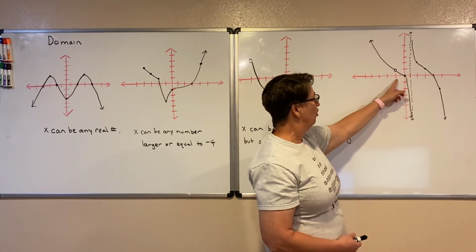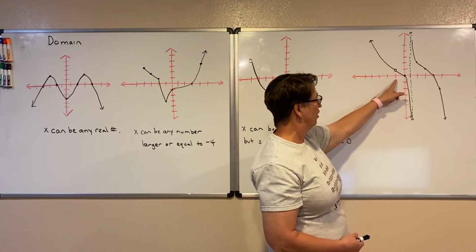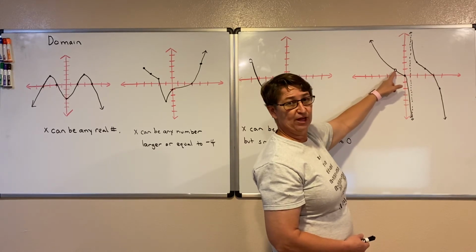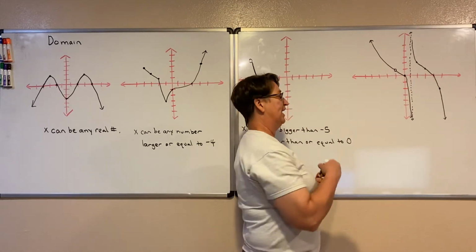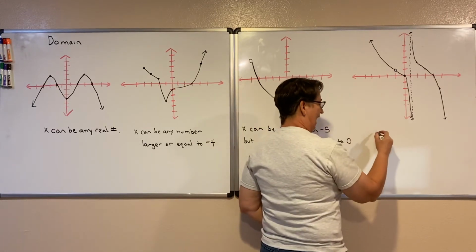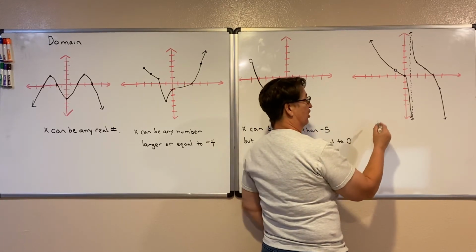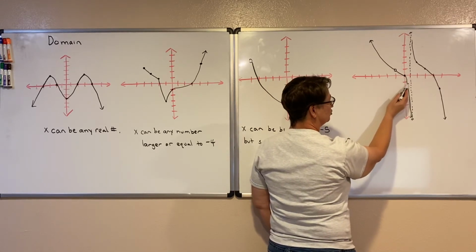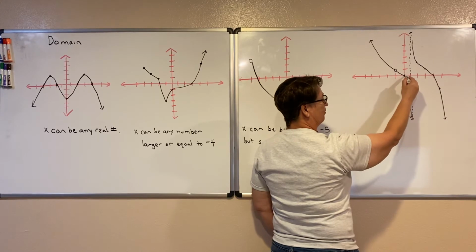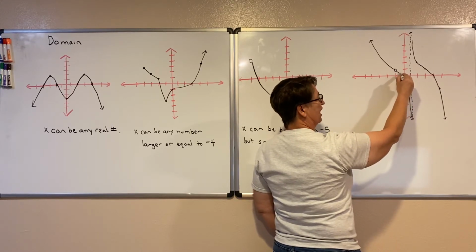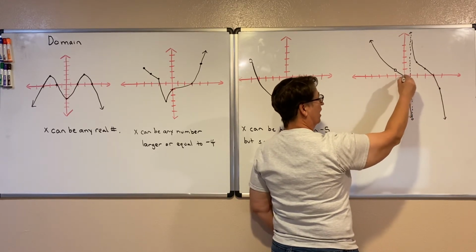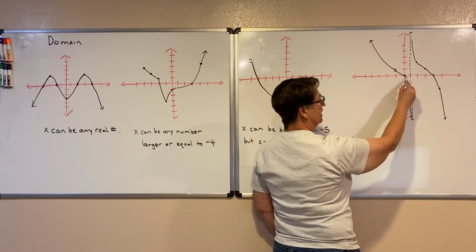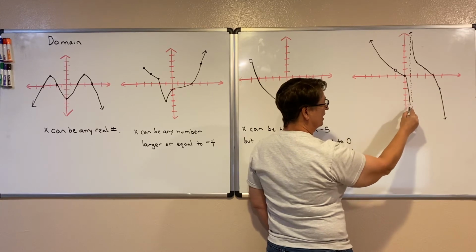Notice at -1, if I put in -1 for x, there's not an output there. That's what that open circle means, there's not an output. So where x is -1, there's not an output. But then everything else, there's an output at 0, there's an output at -1/2, and I can keep getting closer and closer to that -1, just not hitting it.